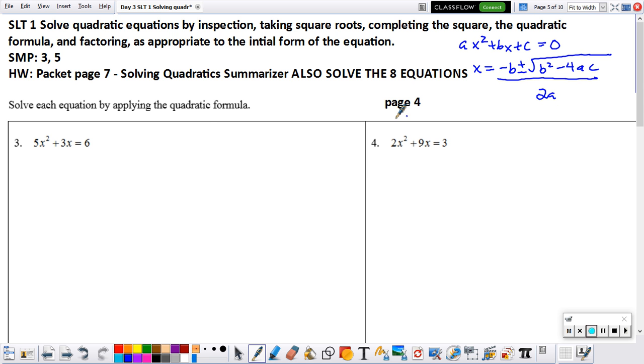Moving right along. First thing we got to do with number 3, and I'm going to do number 3 with you, and then I'm going to do number 4 silently. This is not in standard form. I gotta subtract the 6. So now I've got 5x squared plus 3x minus 6 equals 0.